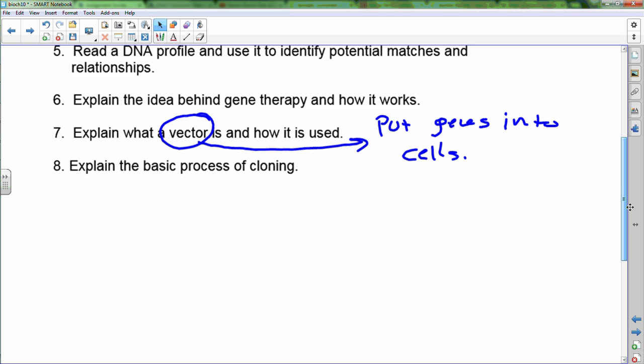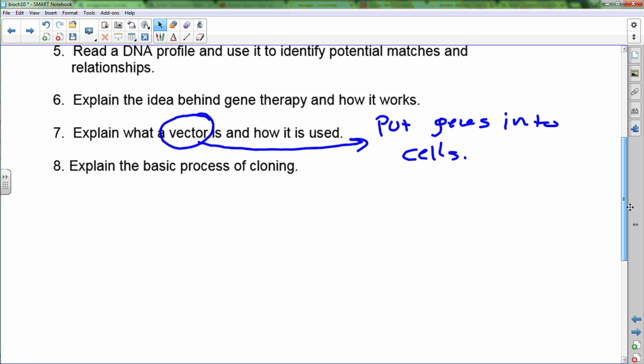Okay. And those are the basic things that you need to know about gene therapy. So if we're putting genes in new cells, then you got to use vectors to do that.